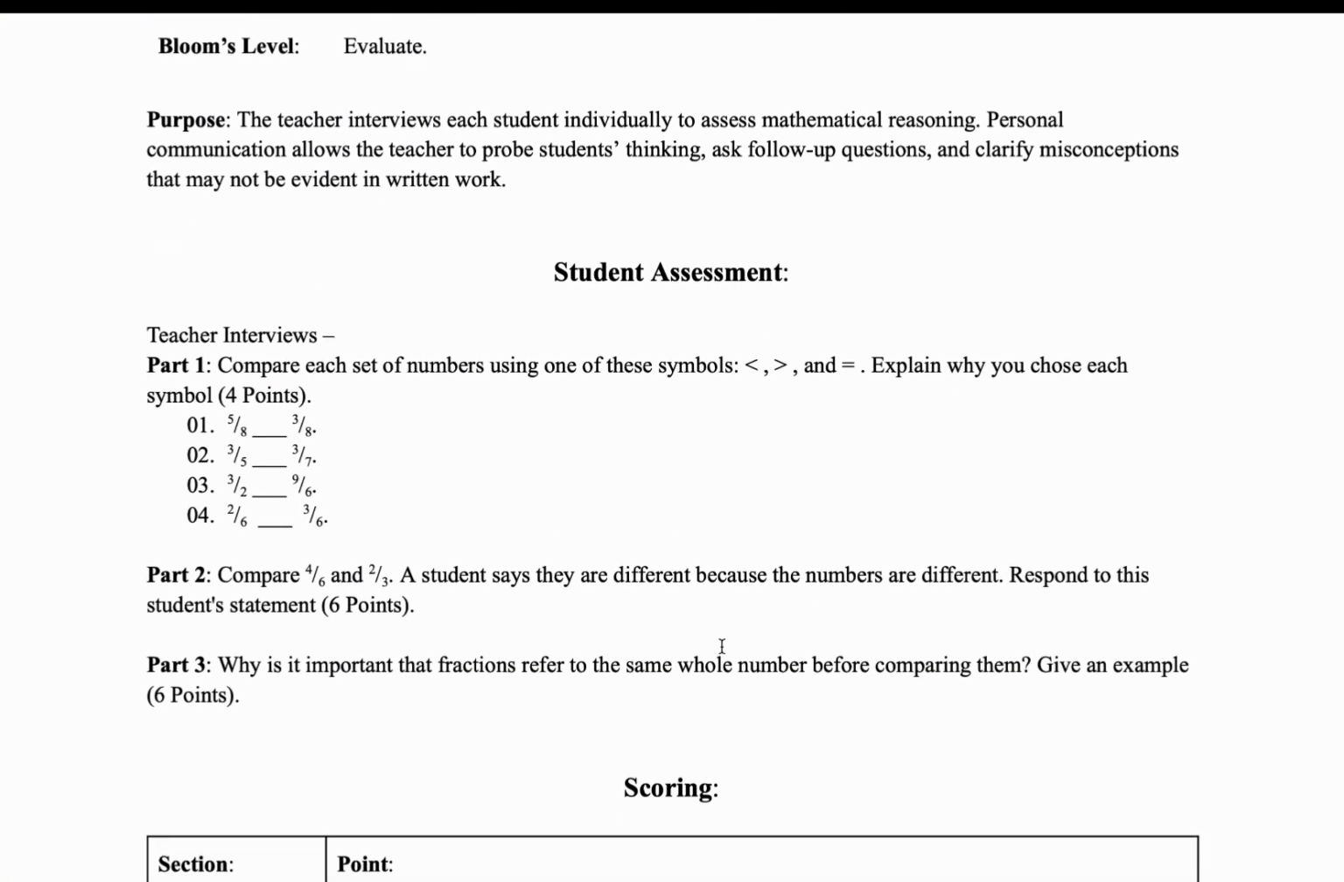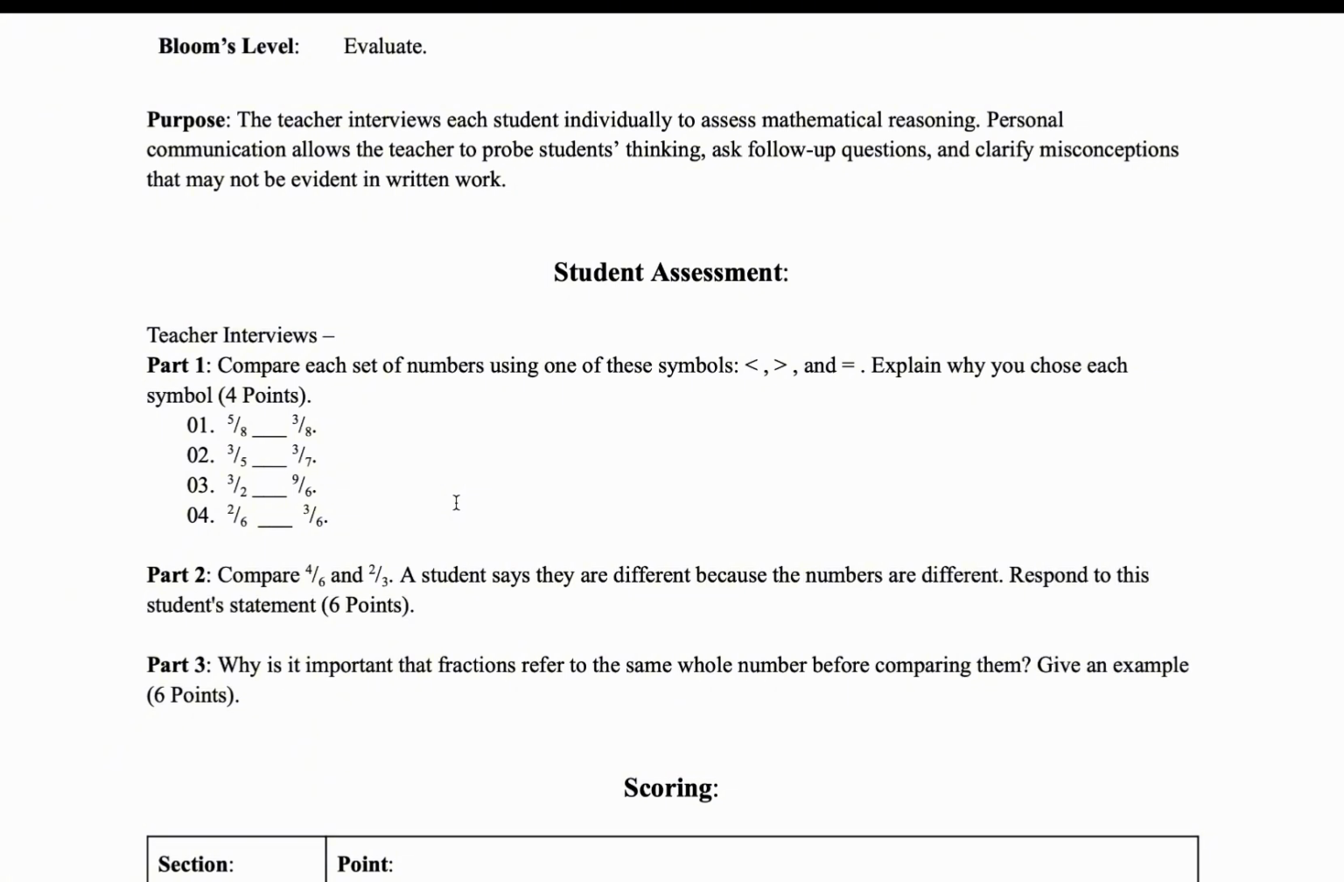For example, the teacher may ask the students to compare 5/8 and 3/8, where they would say that 5/8 is equal to, greater than, or less than 3/8. Since in this example both fractions have the same denominator, students should recognize that the fraction with the larger numerator represents a greater amount.